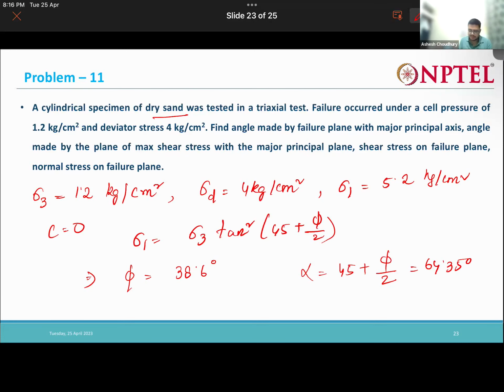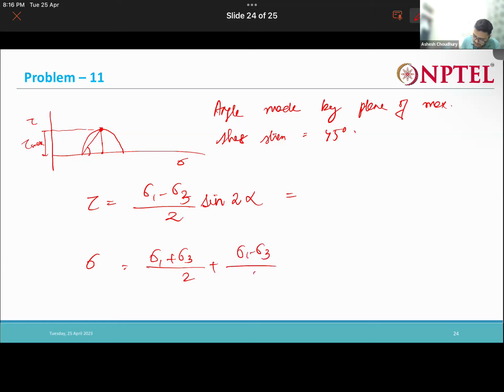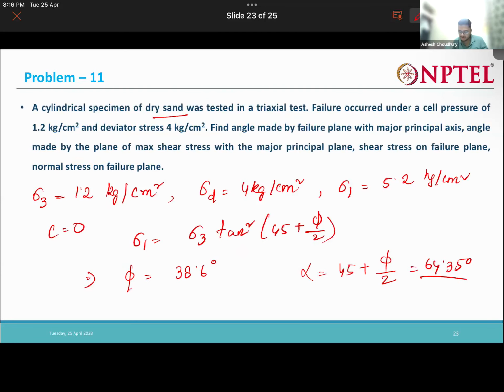Okay. So now at the end, we need to find out the shear stress on the failure plane and the normal stress on the failure plane. For that, we know our general formula: tau equals (sigma 1 minus sigma 3) by 2 times sine 2 alpha. So you can find this out. And sigma is (sigma 1 plus sigma 3) by 2 plus (sigma 1 minus sigma 3) by 2 times cos 2 alpha.